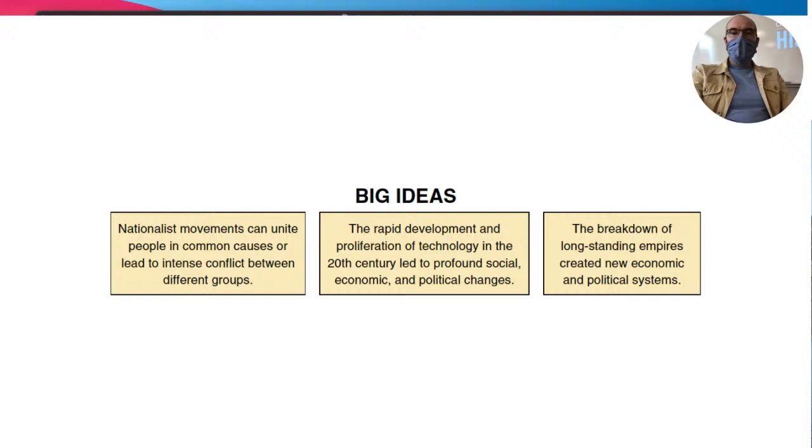Right, so this course has three larger themes or big ideas, and they're quite big and quite general. There's lots of things that we can talk about within them, but they help to tell the story of the 20th century, the time between roughly 1900 and roughly 1999. And the three big ideas, as you can see, are this. One is that nationalist movements can unite people in common causes or lead to conflict between different groups. Does anyone know what nationalism is?